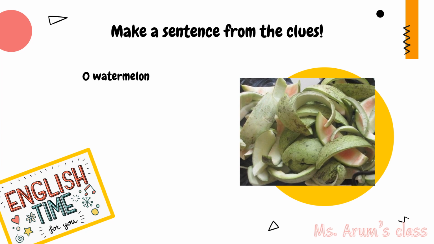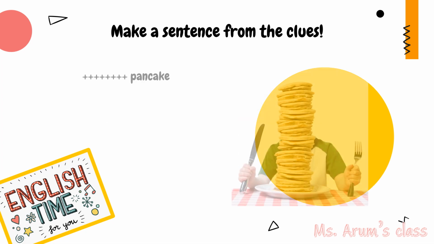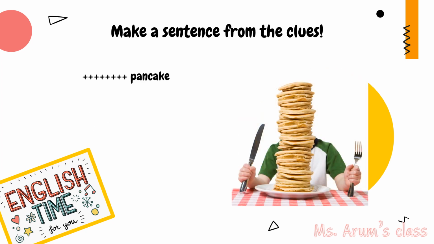No, only the rinds. No, where are the watermelons? So, what do you say? There are no watermelons or there aren't any watermelons. Very good. Next. Look at those pancakes. What do you say about them? Very good. There are a lot of pancakes or there are many pancakes. Yum! Next.